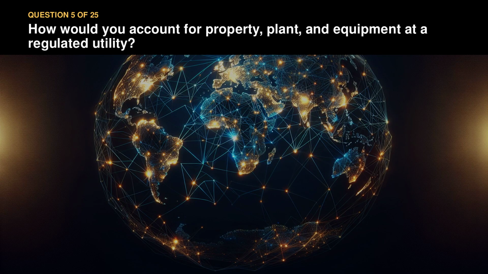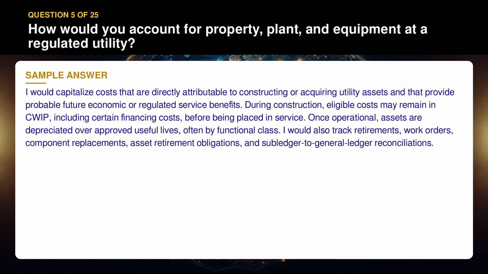Question 5. How would you account for property, plant, and equipment at a regulated utility? I would capitalize costs that are directly attributable to constructing or acquiring utility assets and that provide probable future economic or regulated service benefits. During construction, eligible costs may remain in CWIP, including certain financing costs, before being placed in service. Once operational, assets are depreciated over approved useful lives, often by functional class.